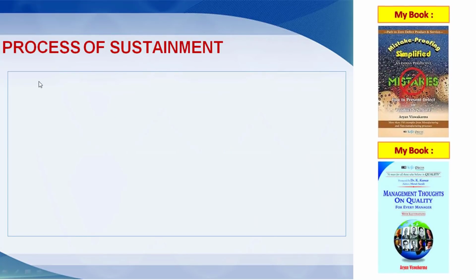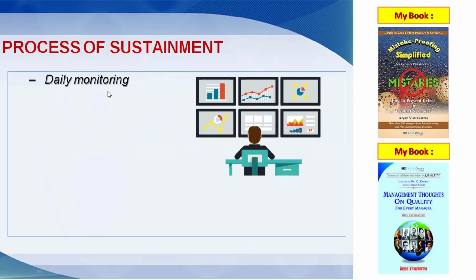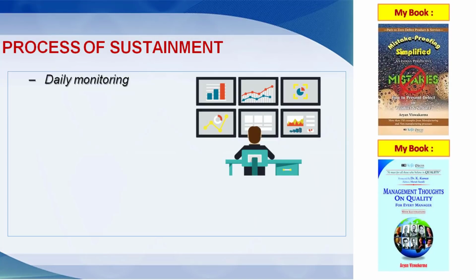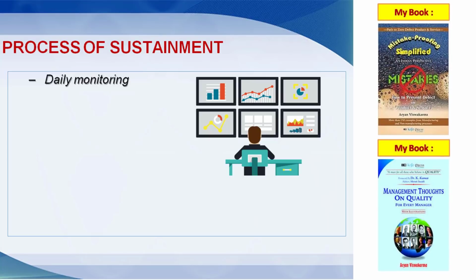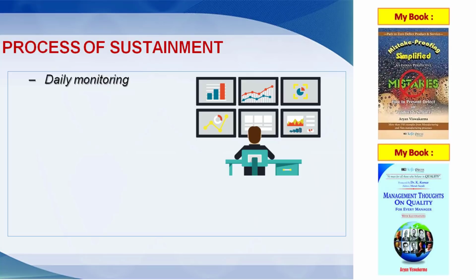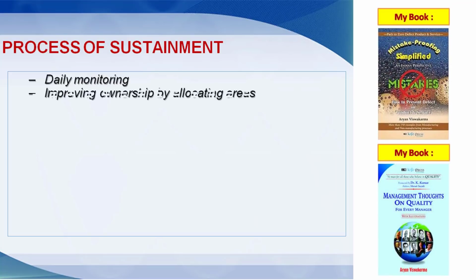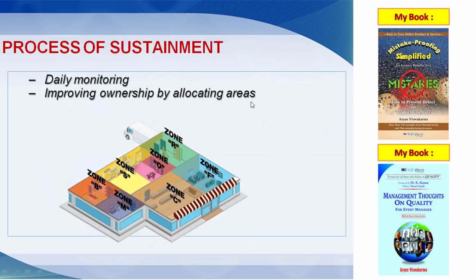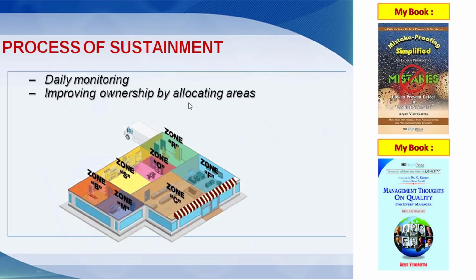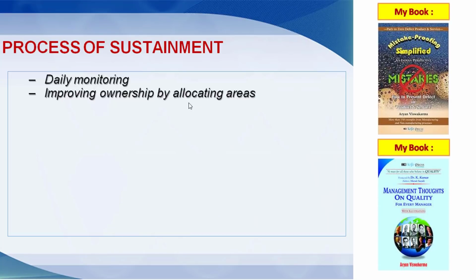Now let's understand the process of sustenance. Put a system of daily monitoring. Encourage your zonal leader to monitor himself with the help of team members, and the top management should also be monitoring the progress of 5S implementation and the benefit out of 5S implementation. Improve ownership by allocating areas. We have already discussed this. Divide plant into various strategic zones and allocate zones to the zonal leader.